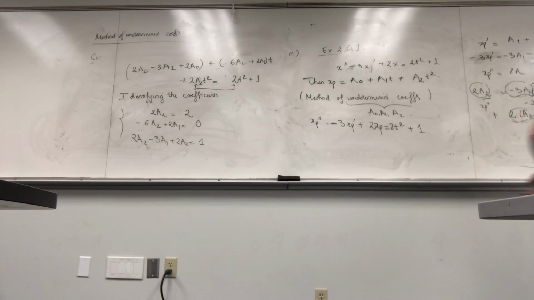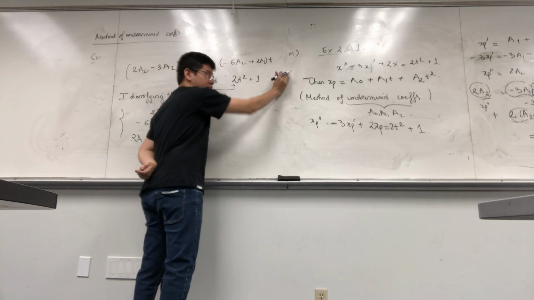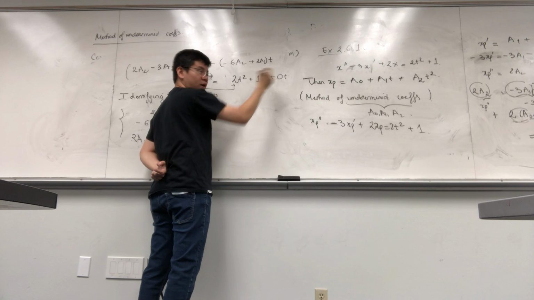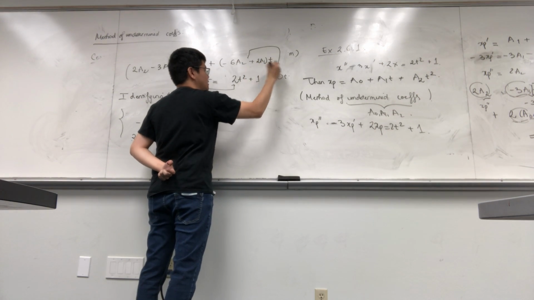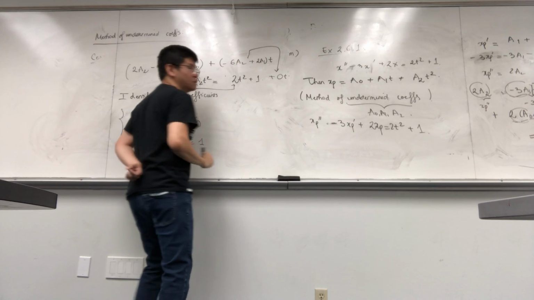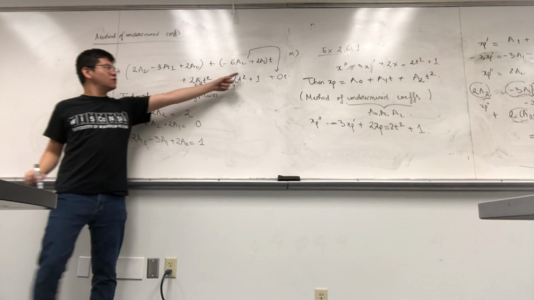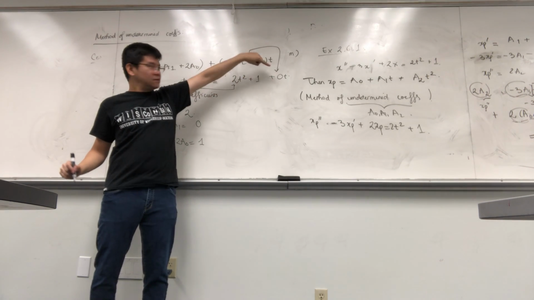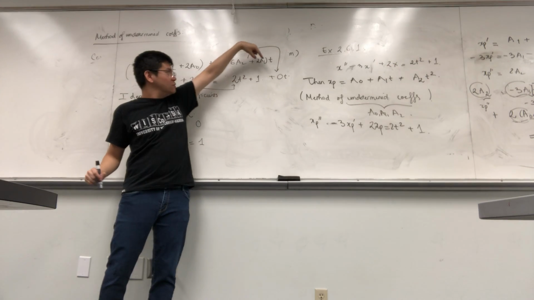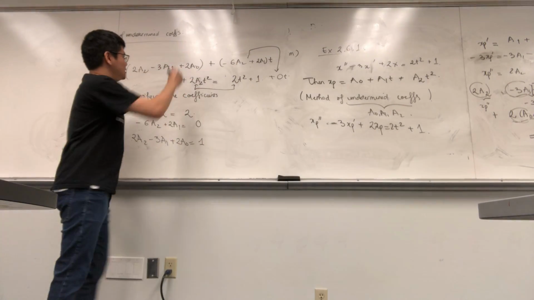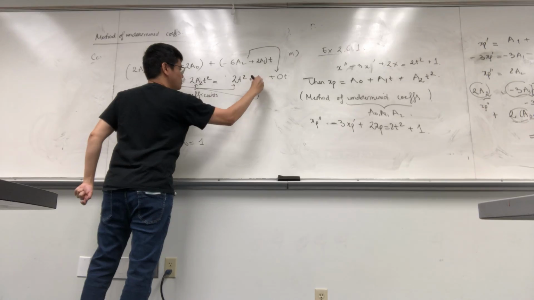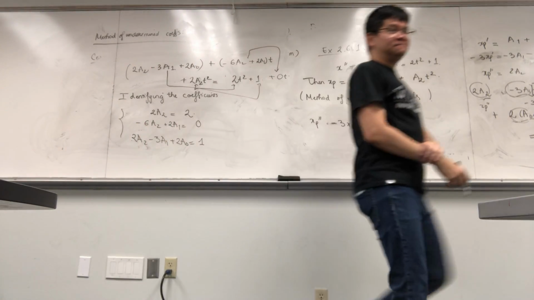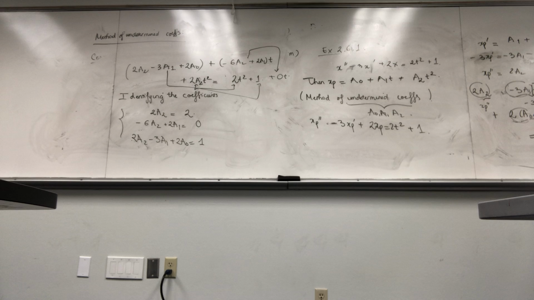Yes? How do you know the coefficient of the t term is 0? The t term is 0 because here you don't have t, which means that here you have 0t, right? So you have to identify this with 0. So the coefficient of t is 0 because on the right-hand side you don't have t, meaning that this guy is 0. And the last one has to be 1. Alright, now I have to solve this equation to find a0, a1, a2.